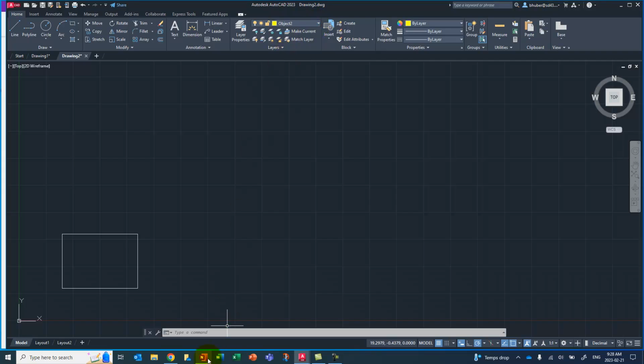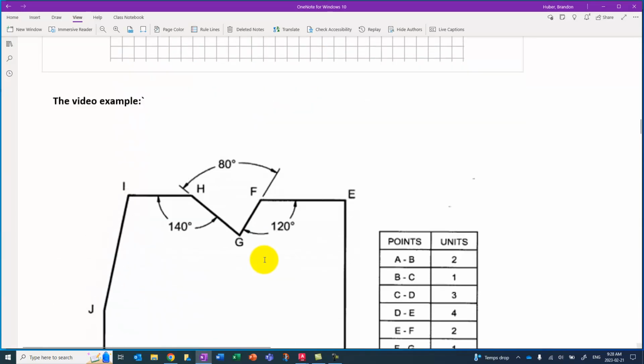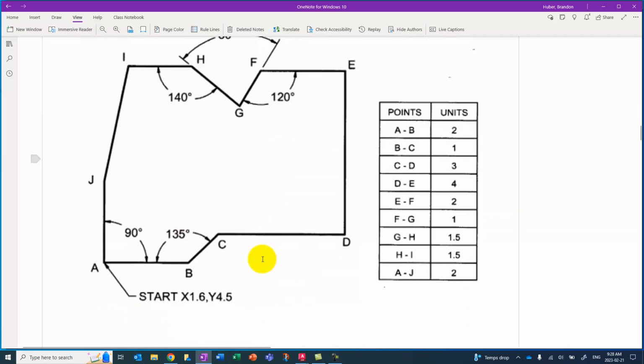Let's go back to the notebook and check out what we're drawing next. So here's our second example. This one's a little harder. I'll just show you the way this works. We're going to start at point A with an absolute coordinate of 1.6 and 4.5. And then we're going to use polar coordinates to move around the object. Now we're given the distance, so from A to B, if we look at the chart, A to B is 2 units. So you kind of see how that works.